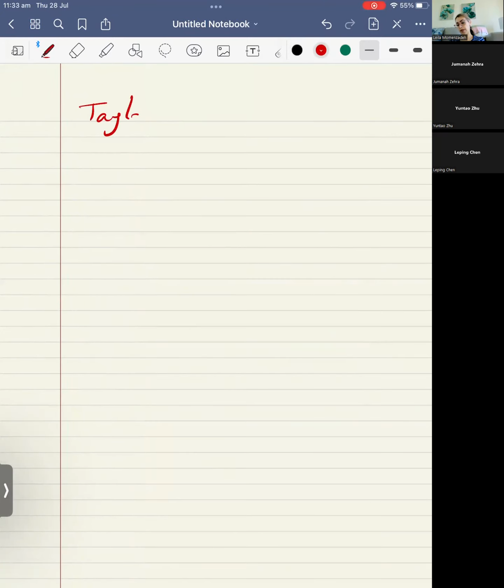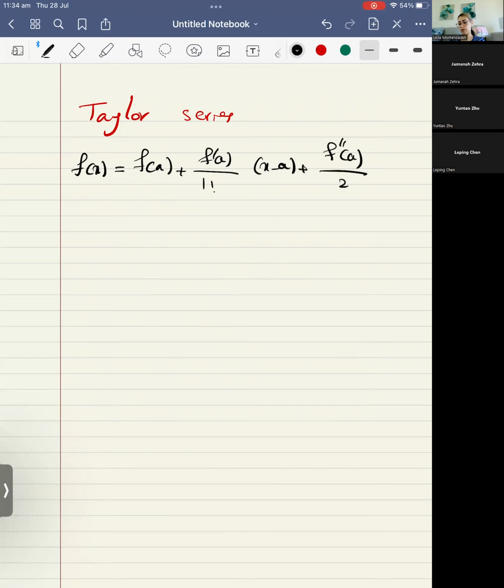Again, it's the same, and you can write for the Taylor series, f of x is equal to f(a) plus f prime(a) over 1 factorial (x minus a) plus f double prime(a) over 2 factorial (x minus a)^2 plus f triple prime(a) over 3 factorial (x minus a)^3 and so on.